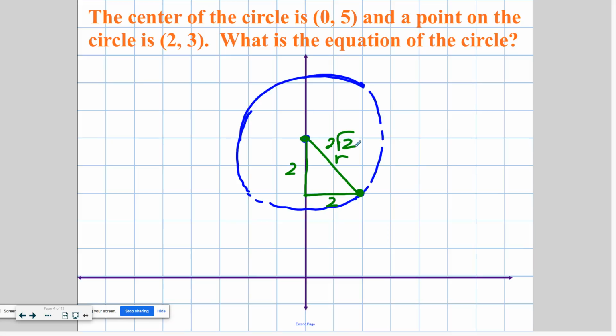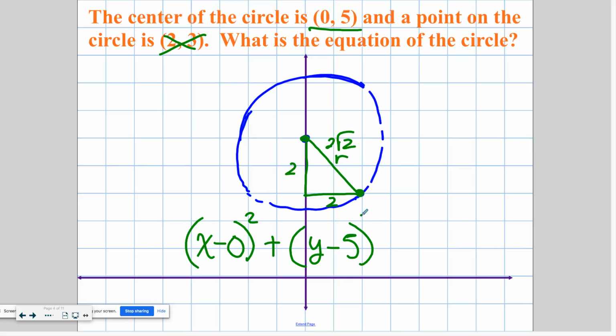So I can write the equation of my circle. I'll just do it down here. Now this time I have the center. Remember, you're always using the center. You're not using a point on the circle. You're using the center. So this is x minus 0 now. I don't need to write the 0. I can just write x squared, but I'll write it for now, and then I'm going to simplify it.